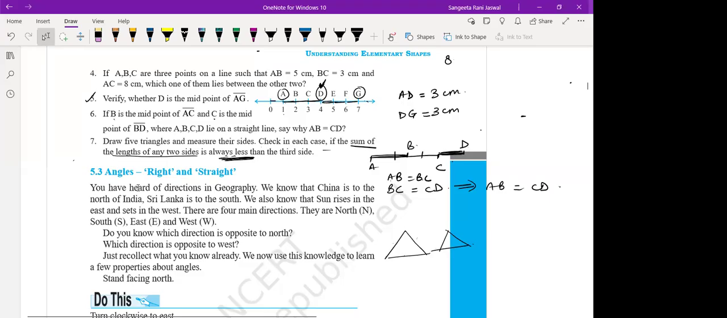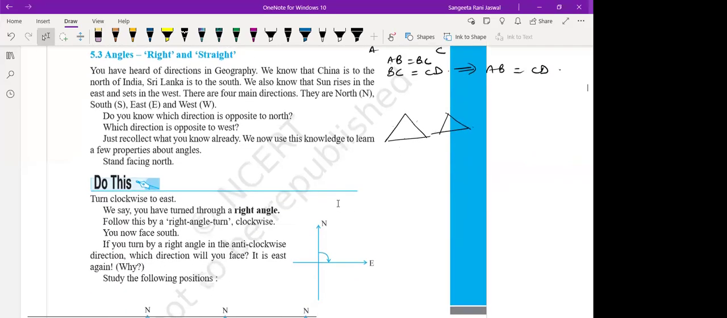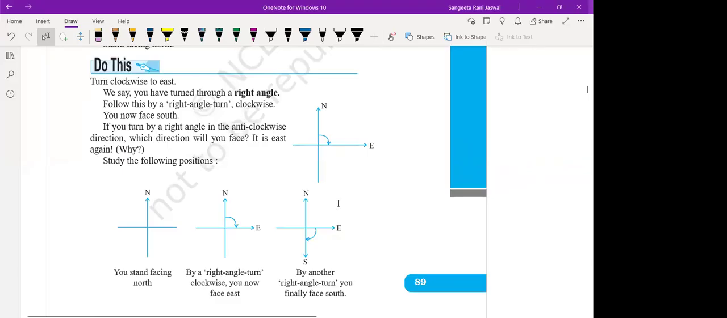Now next is the angles, right? And straight angles. Okay, let's now see what is the right angle. See everyone here. When we know about the directions, suppose this is north, and directly opposite to north is the south direction, right? And on the right side of the north is the east direction. When you move clockwise from north direction, you have the east direction, right? And exactly opposite to east is the west.